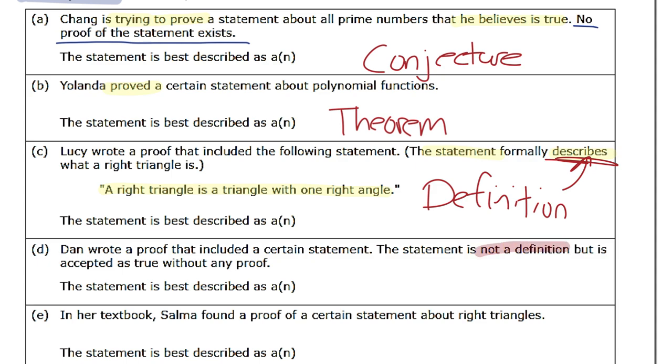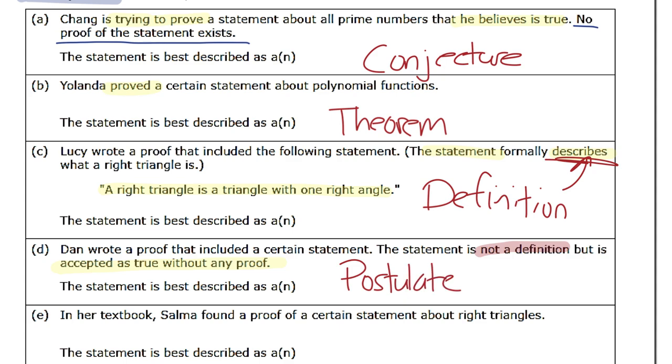Not a definition, but it is accepted to be true without proof. So something that's accepted to be true without proof. Remember, that would be called a postulate. Postulates are statements that are accepted to be true but are not definitions. Postulate is how we spell it.